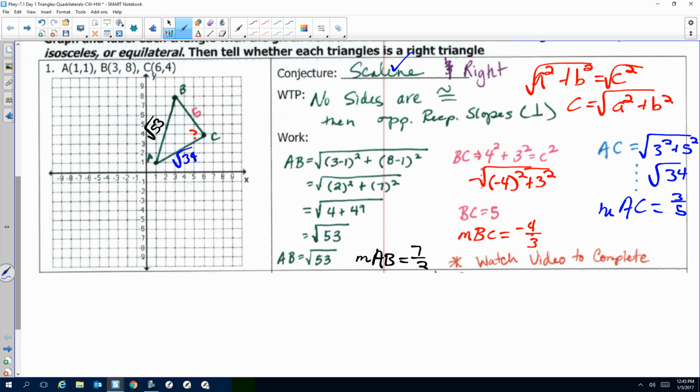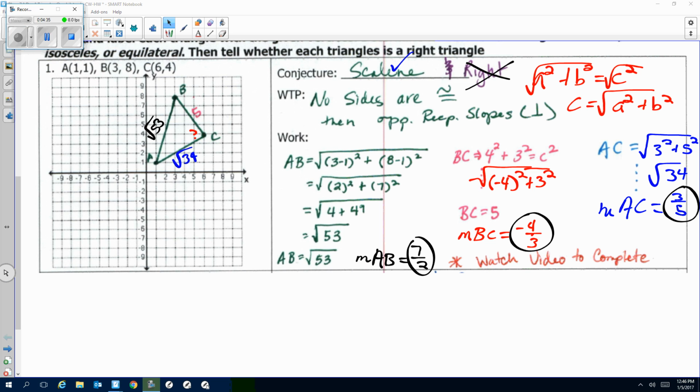Now, have I proved right triangle? Look at your slopes. We have 7 over 2, negative 4/3, 3/5. Are any of them opposite reciprocal? No. So this part was wrong. My conjecture was wrong here. It's just scalene. Okay? So your conjecture, your original educated guess, can be wrong. You're just using it to check and see if you're on the right track. So there was the first one. I think I gave you a partial key for the first 3.